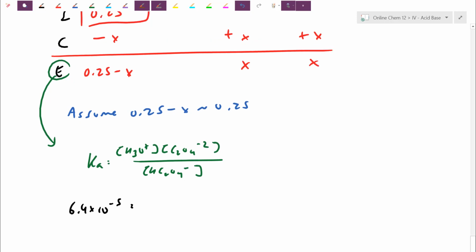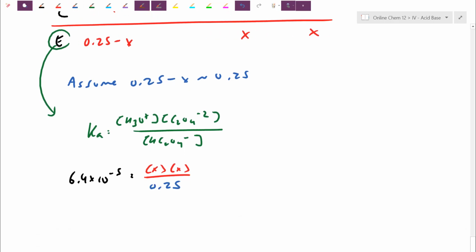This is going to equal x times x. And then we had the HC2O4-, it would have been 0.25 minus x. We would have needed to do a quadratic, but with the assumption, I'm just going to put 0.25. So we're going to just bring that term up, and then with the square root, let's figure out what x is. So 6.4 e negative 5 times 0.25 with the square root. The x is actually 4.0 times 10 to the negative 3.